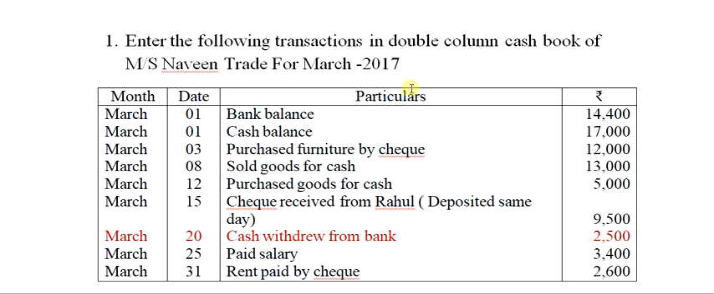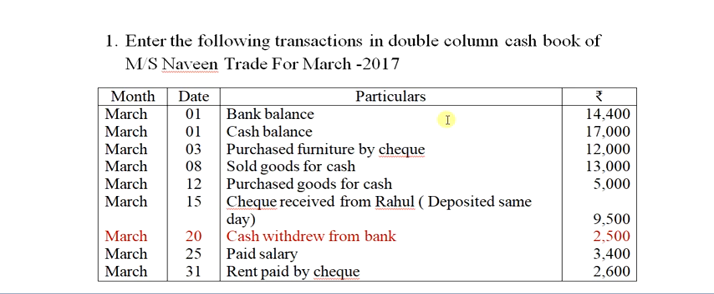Month is given, date is given, particulars and rupees are given. See here, March 1st, take a pencil and you can mark it. On March 1st, the bank balance of 14,400 is given. March 1st cash balance of 17,000 is given. Both are opening balances, and those should be taken under the debit side, my dear students.